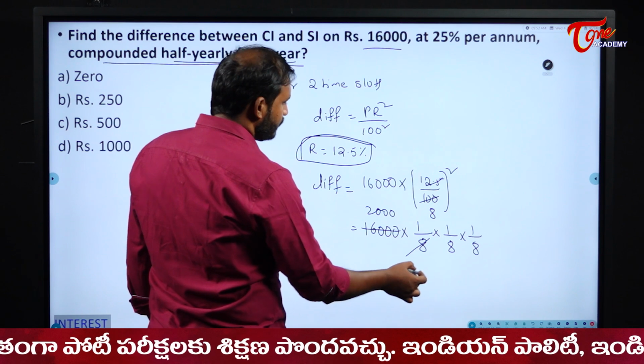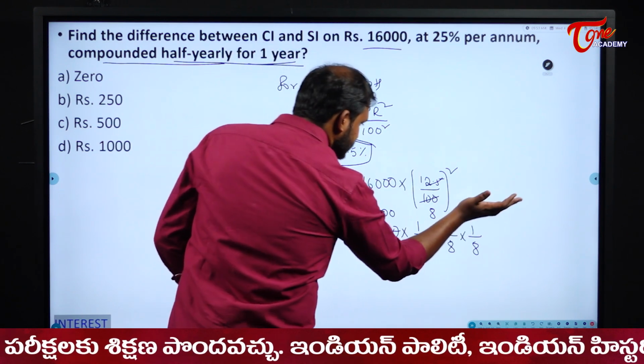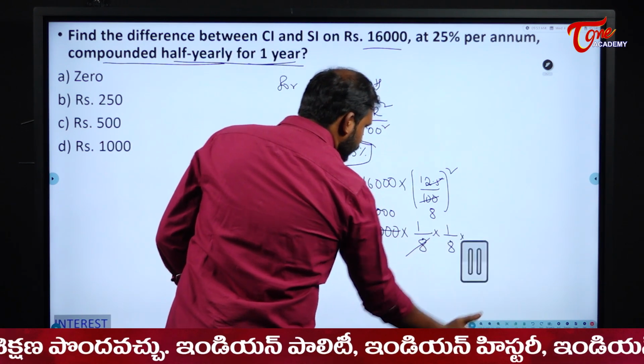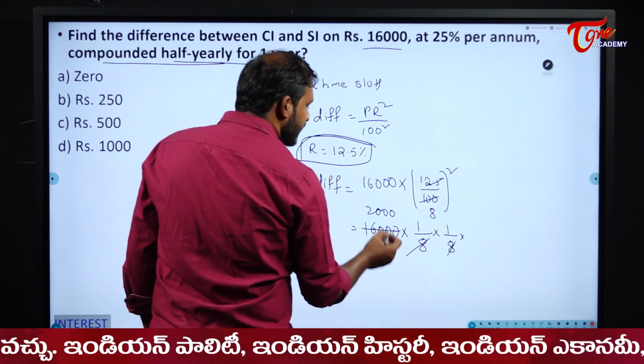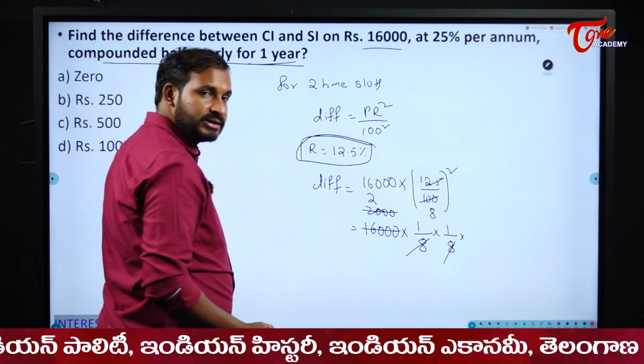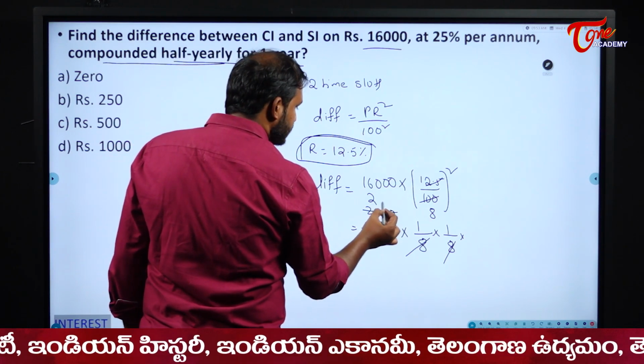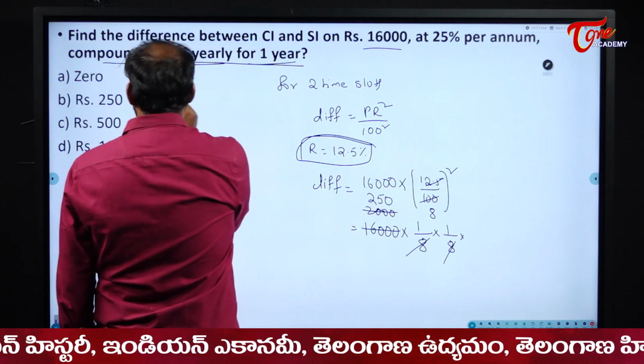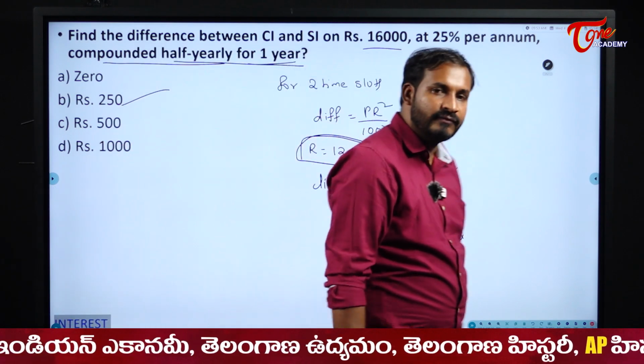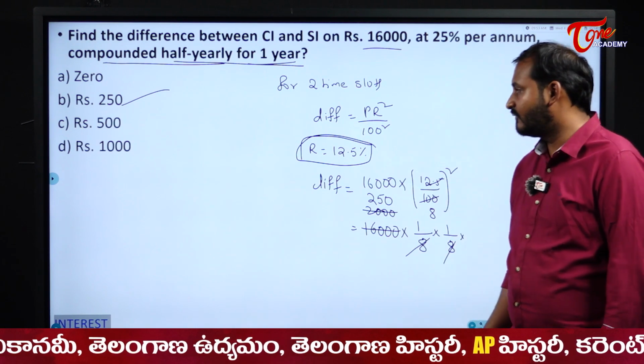Next, whole square, right? Not a cube, whole square for 2 years only. So 8 ones are 8, 2s are 16, I will be left with 40 means 50. So what will be the difference here? 250 rupees. 250 rupees is the difference.